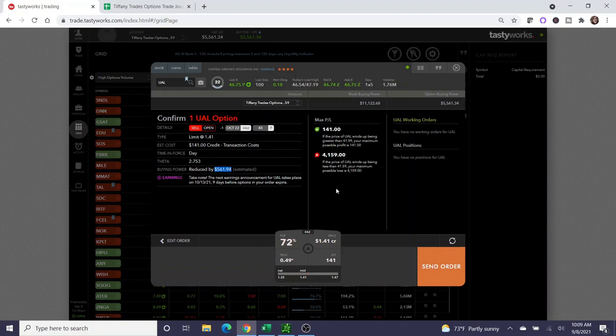$41.59. But I don't necessarily perceive that to be a max loss, because that would mean that United Airlines has to go to zero to actually get to a max loss of this dollar amount. I would then be the owner of 100 shares of United Airlines, and I can turn around and sell a covered call, so I can perform the wheel strategy, which would continue to increase the cash in my account while holding on to the asset of 100 shares.